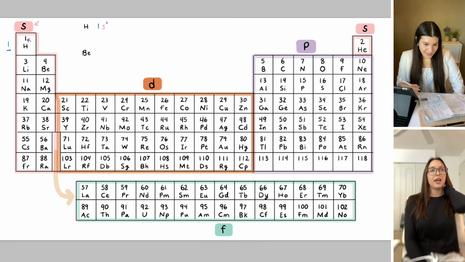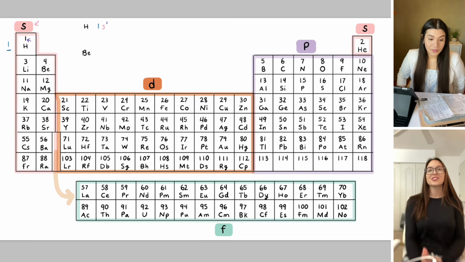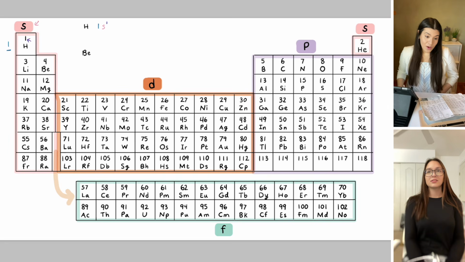Okay. Do we see that? Yes. So that means that's the only one for hydrogen? Yes, but it's going to change when we have more electrons.